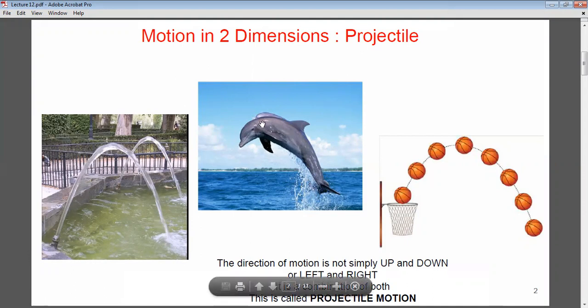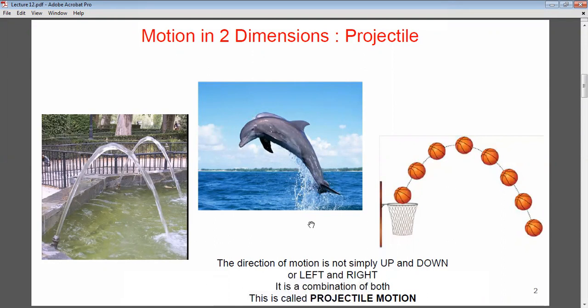It's the same thing with this dolphin. It's not moving left, right, up, down, down a slope. No, it's changing both. It's changing direction at some point. The same thing with this ball.